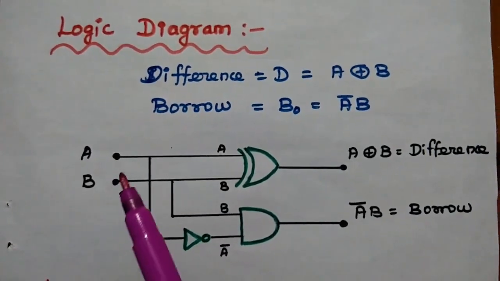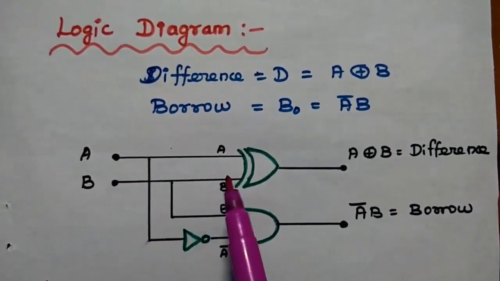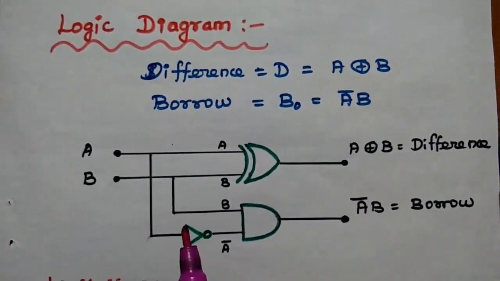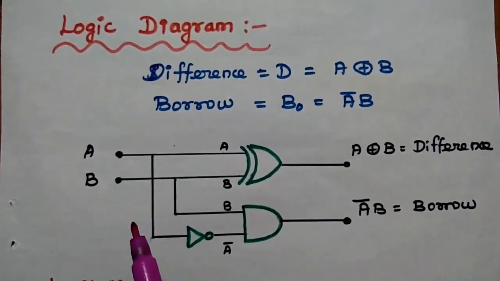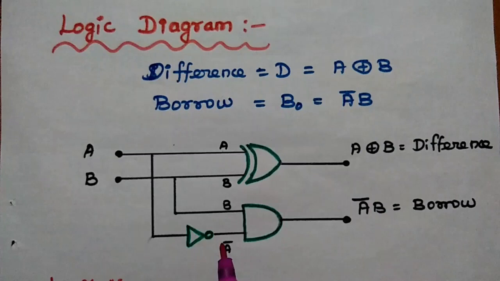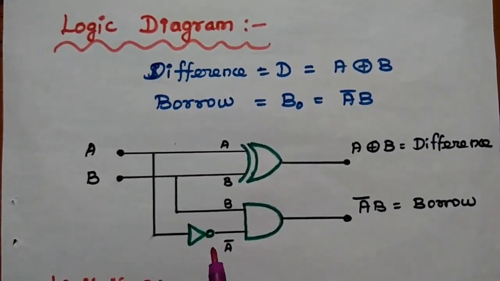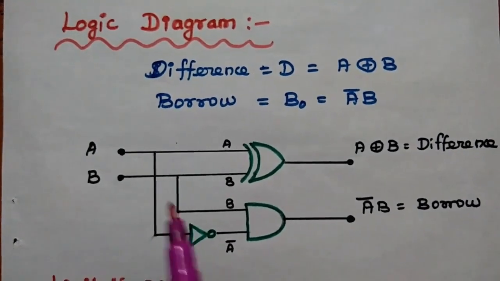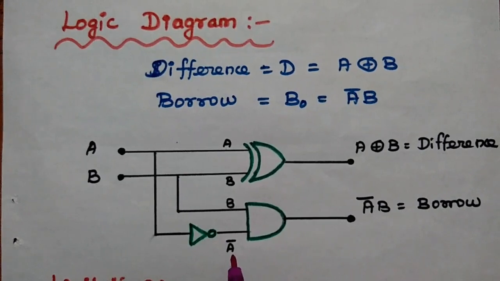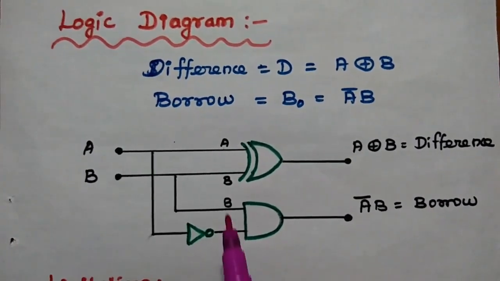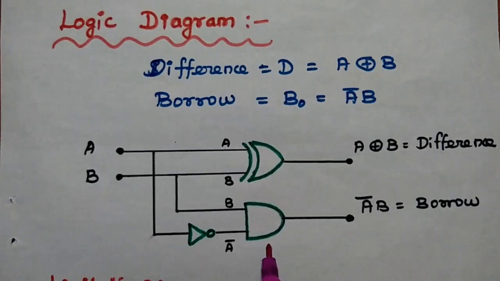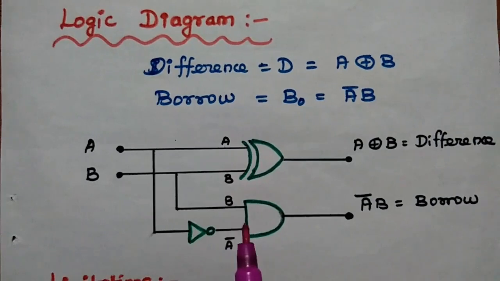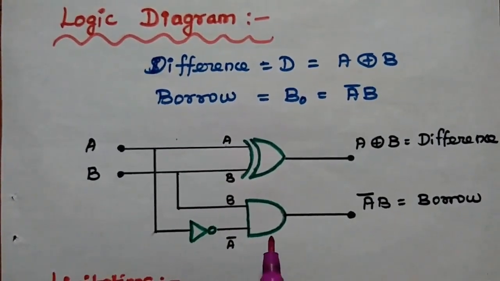So A and B are the inputs. Both are given as inputs to this XOR gate to obtain the difference value. Here the A is inverted. Inverted means it is a NOT gate. So the NOT gate is used to invert the input signal here. So A becomes A bar or complement of A. So A bar and B both are multiplied using an AND gate. Then we can obtain borrow. So this is the logic diagram of half subtractor.